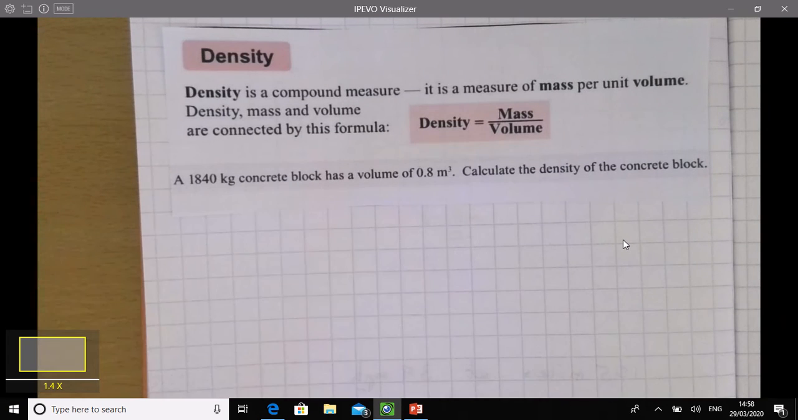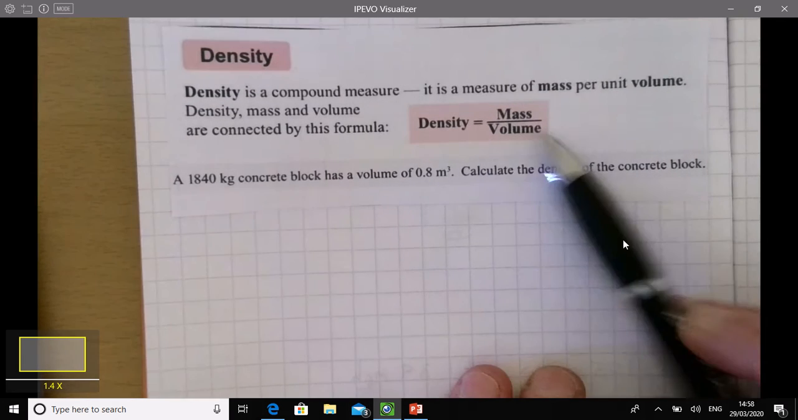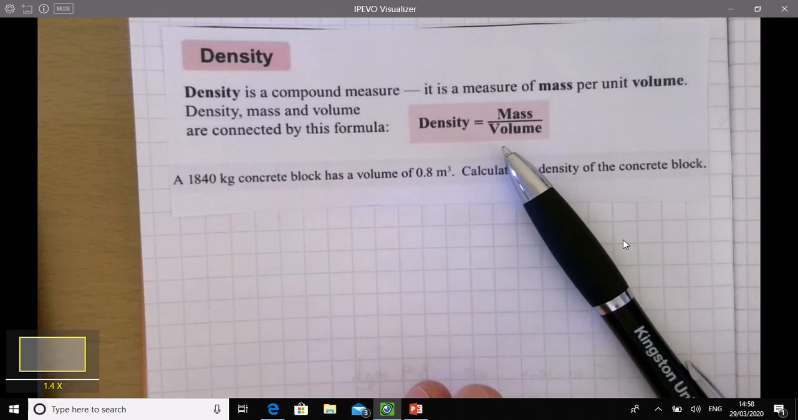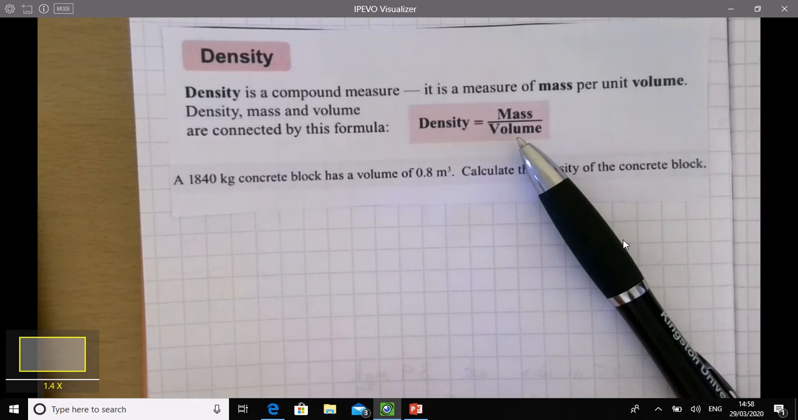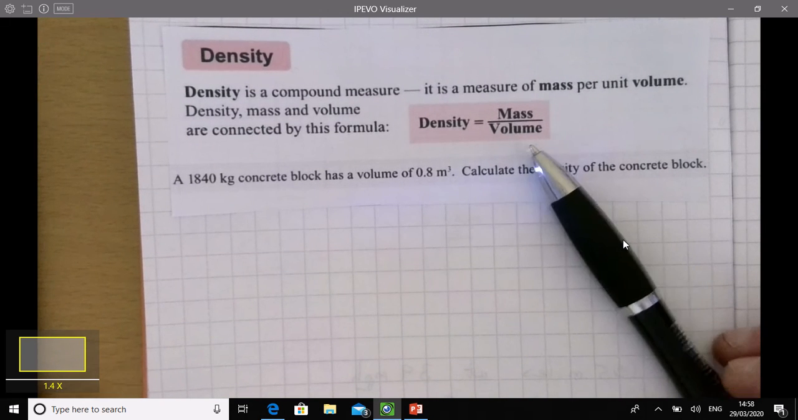Right, let's just have a quick look at how to do some calculations with density. If we know the formula, then this should be relatively straightforward. But remember, you don't want to get this confused, and actually the concept of density is more important. Okay, but let's have a look.